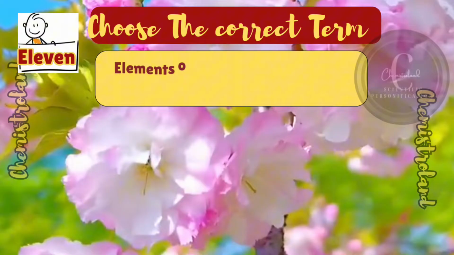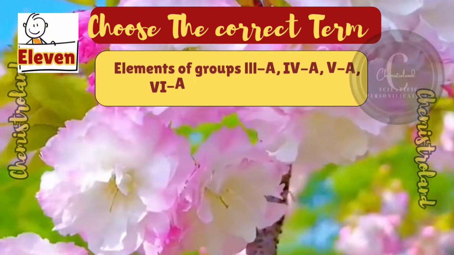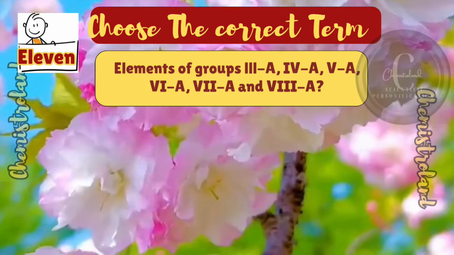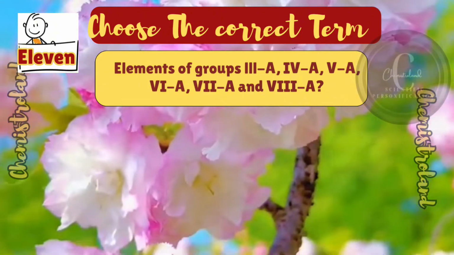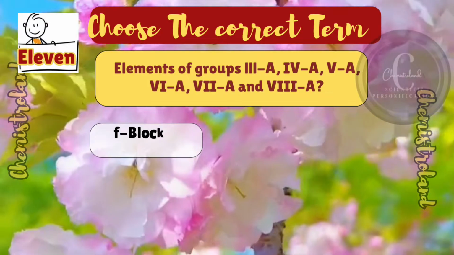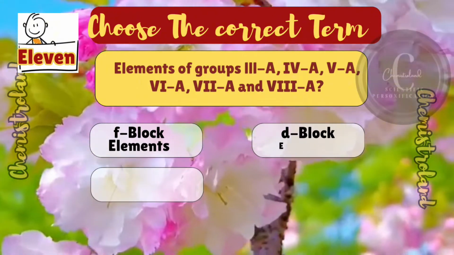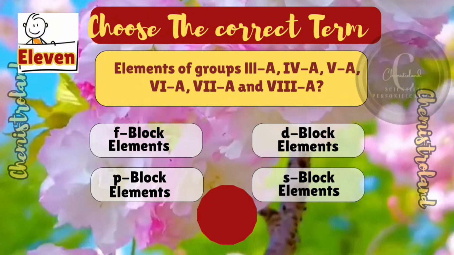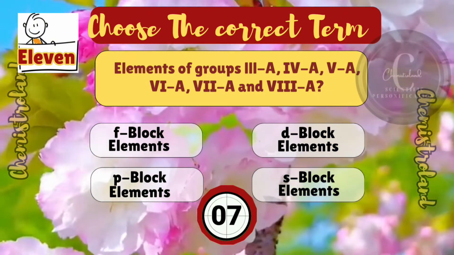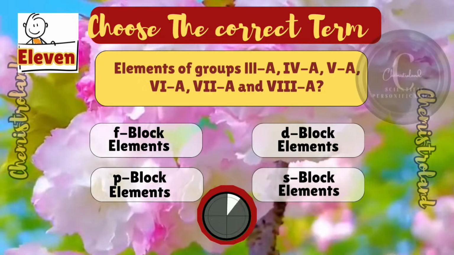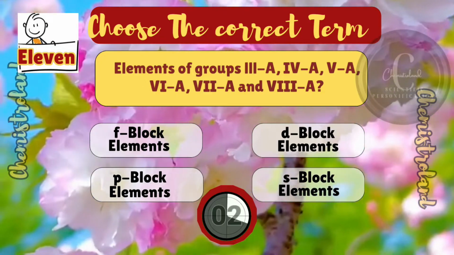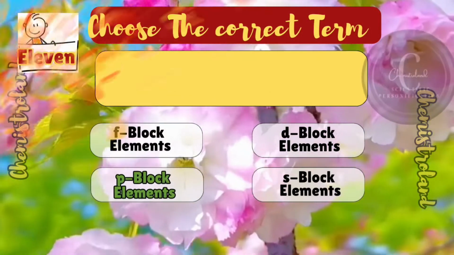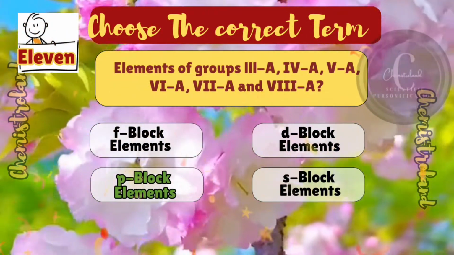Now the term for elements of groups 3A, 4A, 5A, 6A, 7A and 8A. Options are F block elements, D block elements, P block elements and S block elements. Marvelous! It's P block elements.